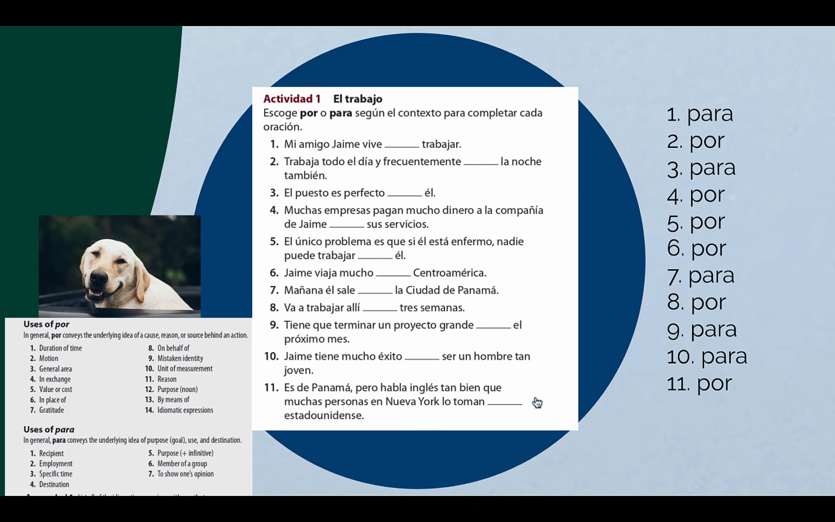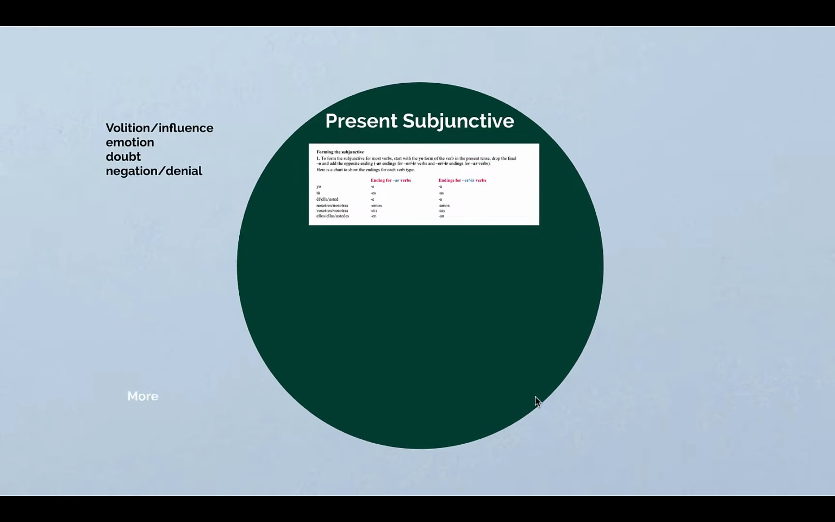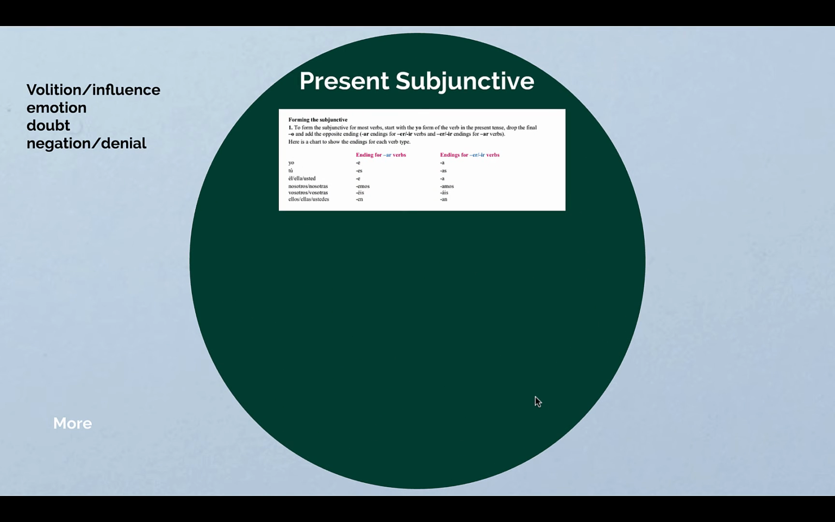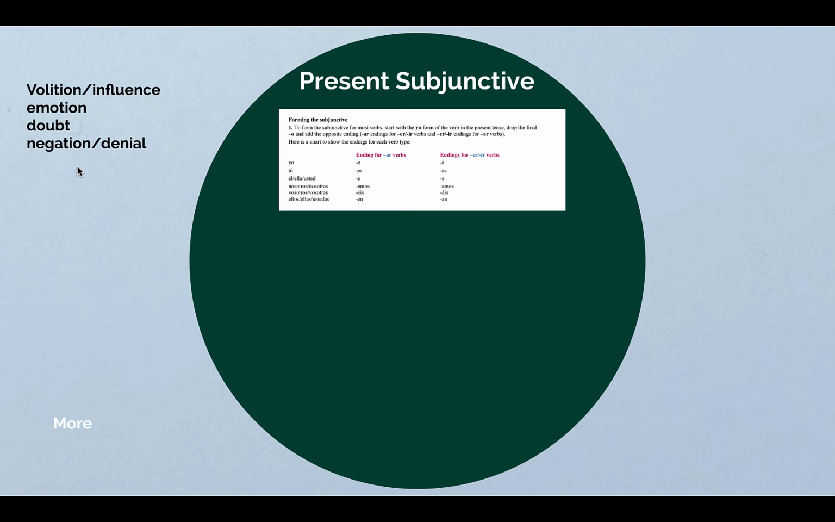Now let's move on to the second order of business. The present subjunctive. So as you know, we use the present subjunctive when we have verbs of volition or influence, emotion, feelings, doubt, negation, or denial. So how do we form the subjunctive?